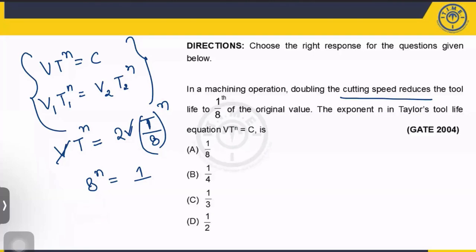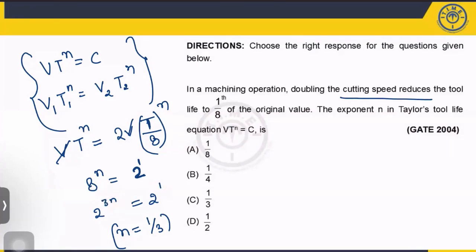So the n value is nothing but 1 by 3. Sorry, here it will be 2 only. This is the mistake, this will be 2. Now 2 to the power of 1, if you want to take this, what you will do? You can write 2 to the power of 3n is equal to 2 to the power of 1. I have made the base the same, so the power value will be 3n. So 3n is equal to 1. So n is equal to 1 by 3.